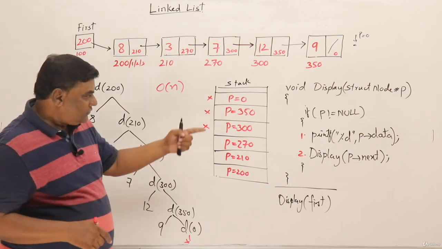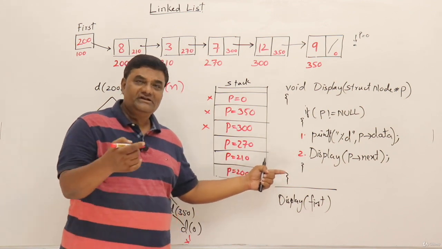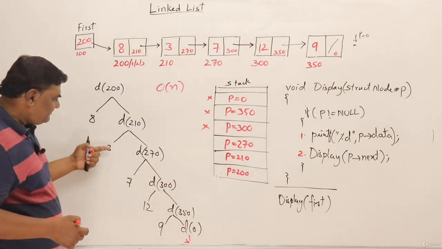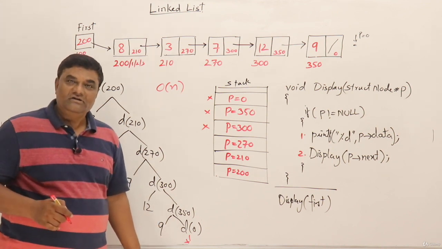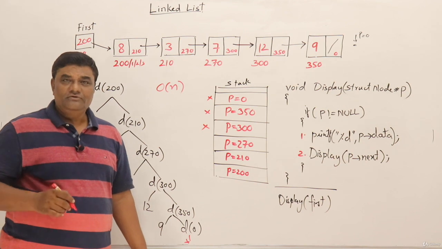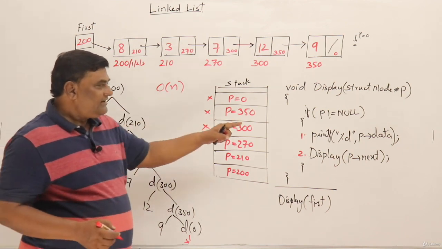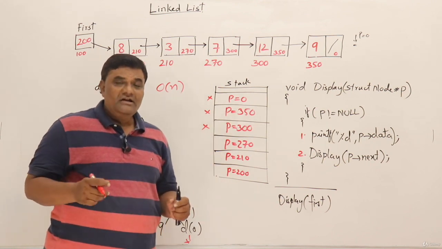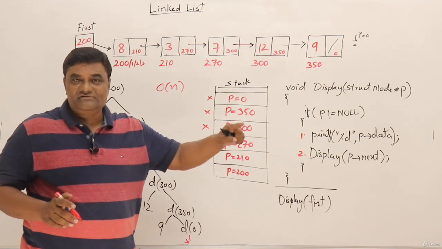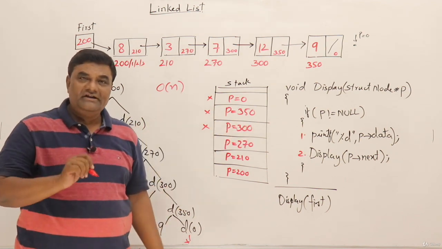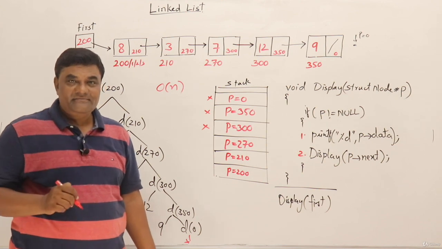But in recursion, the code is here. It is printing and calling itself. Print, call, print, call, print, call. How many times is printing and calling done? It depends on the number of nodes. So again, it is also order of N. You can remember that if there is any procedure which is traversing the linked list once, then time will be order of N only. Then next, space.